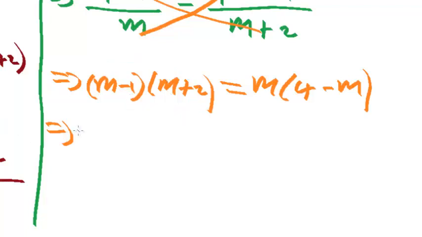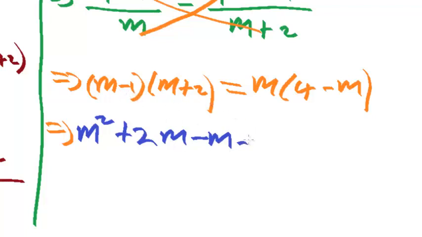So that means that we have m times m is m squared. Then m times 2 is 2m. Negative 1 times m is minus m. Negative 1 times 2 is negative 2. Then this is equal to, then we come to the right side, we multiply m by this. So we get m times 4 is 4m. Then we get m times negative m is minus m squared.